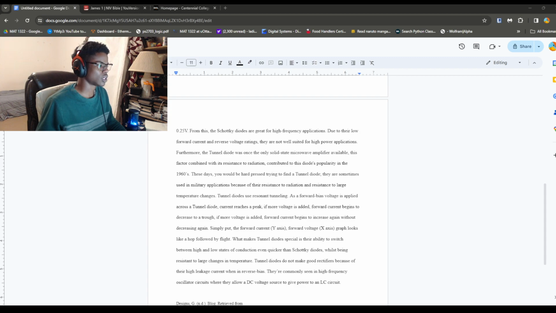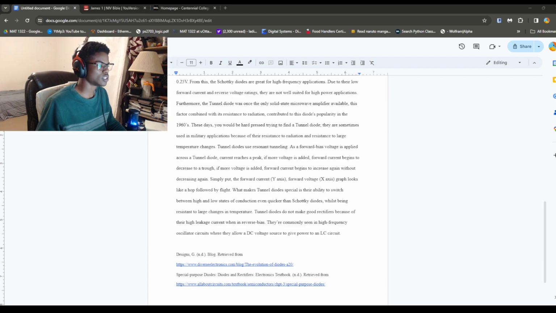Furthermore, the tunnel diode was once the only solid state microwave amplifier available. This factor, combined with its resistance to radiation, contributed to this diode's popularity in the 1960s. These days, you'd be hard pressed trying to find a tunnel diode. They are sometimes used in military applications because of their resistance to radiation and resistance to large temperature changes.